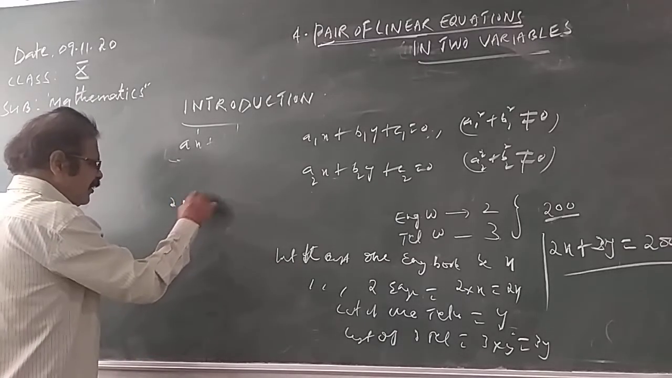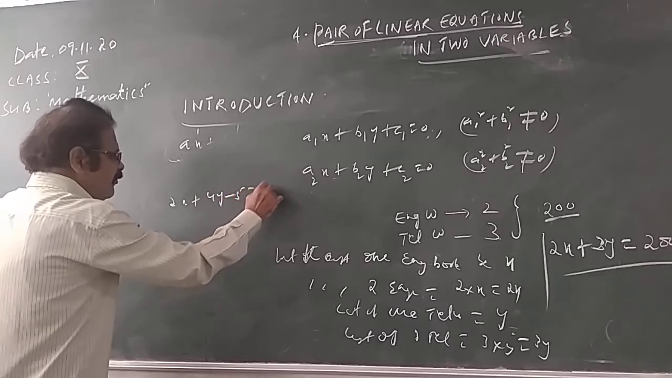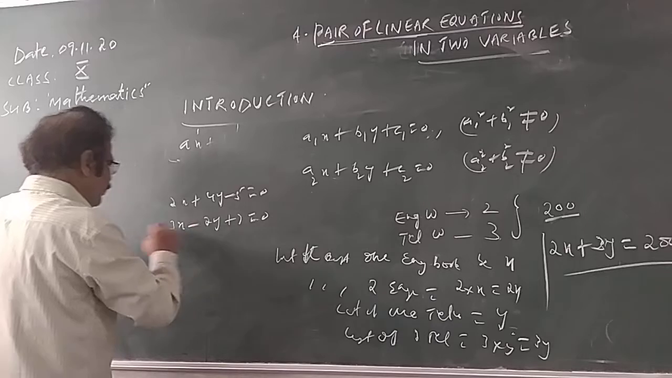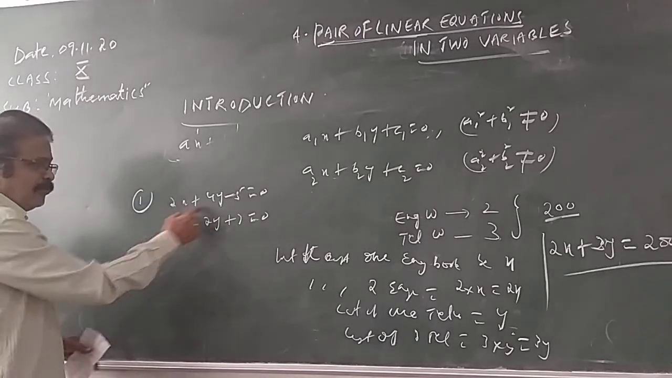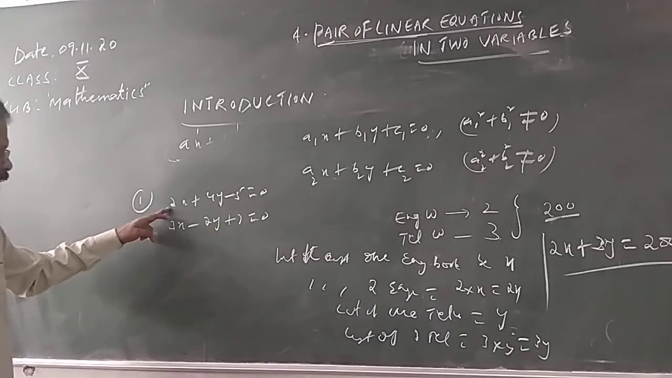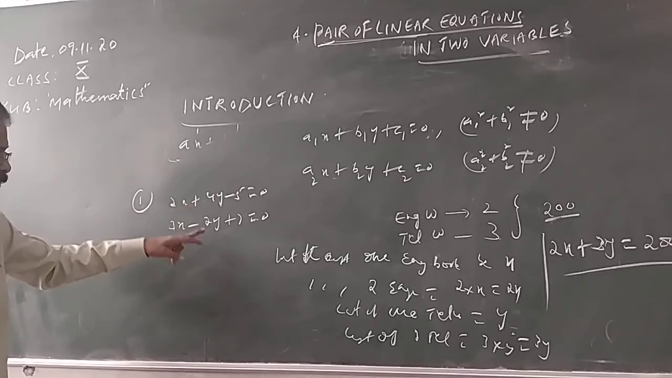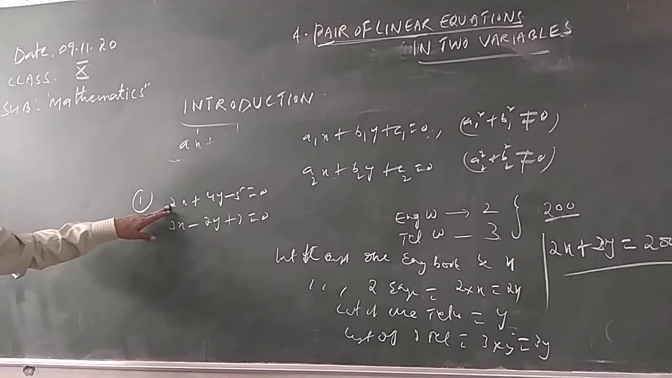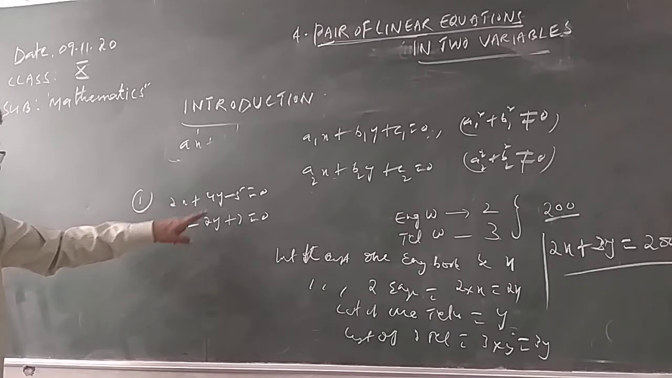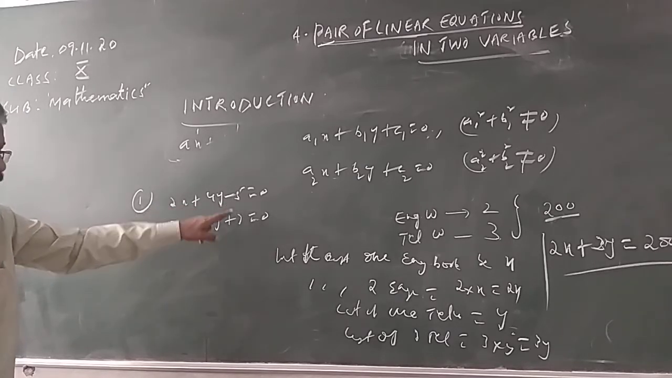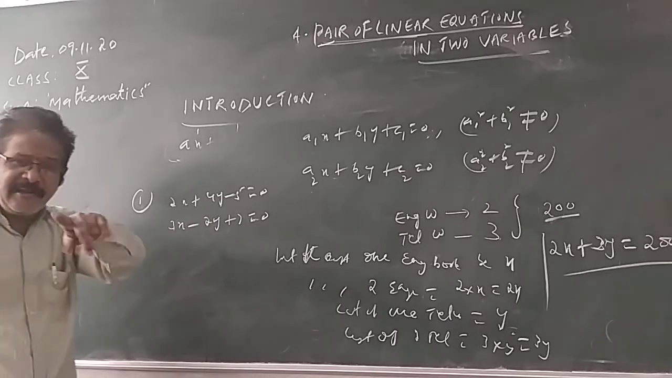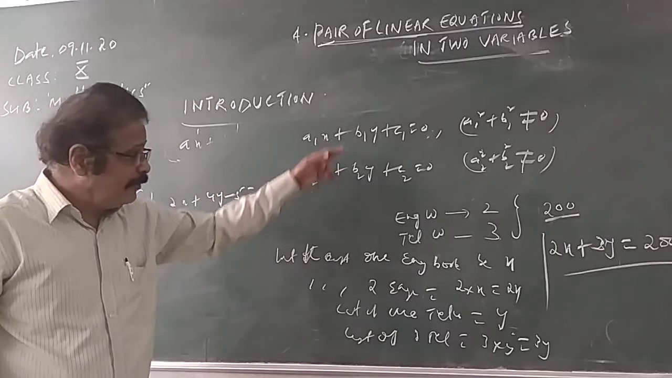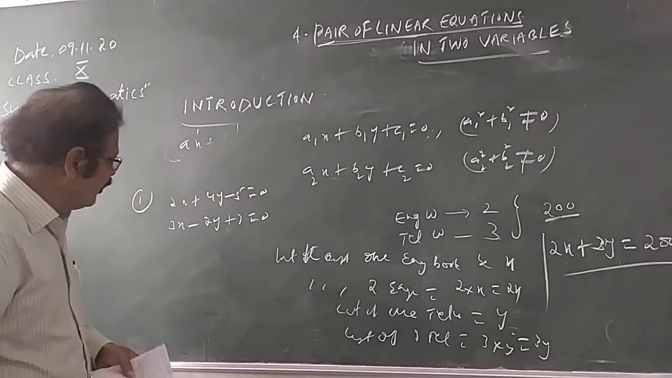Like this you can generate 2x plus 4y minus 5 equal to 0 and 3x minus 2y plus 7 equal to 0. This is one example. Pair means two equations. 2 and 3 are the x coefficients, 4 and minus 2 are the y coefficients, constant terms are minus 5 and 7. a1 is 2, a2 is 3, b1 is 4, b2 is minus 2, c1 is minus 5, c2 is 7. a1, a2 are the x coefficients, b1, b2 are the y coefficients, c1, c2 are the constants.